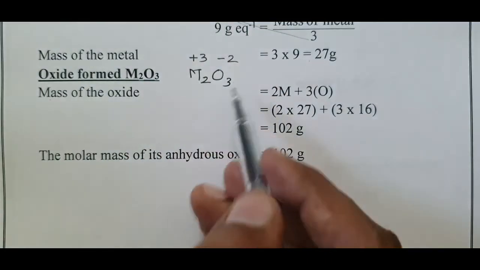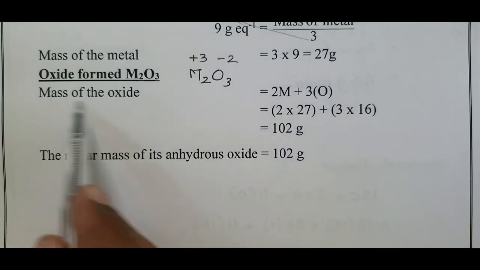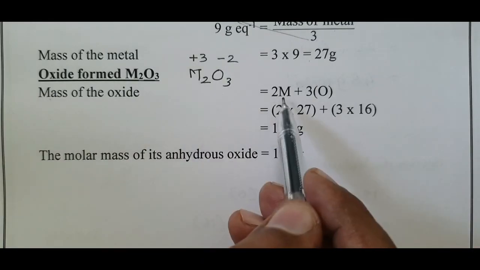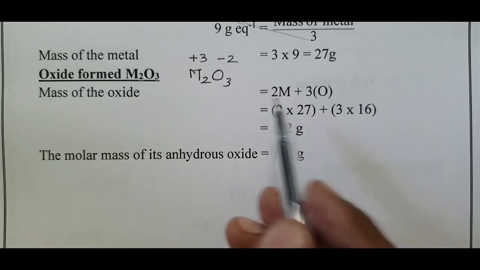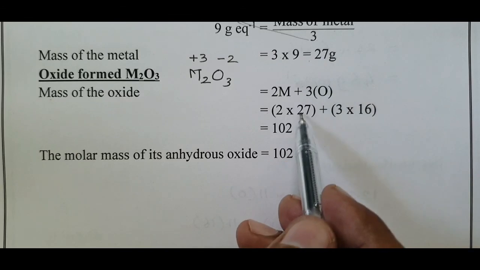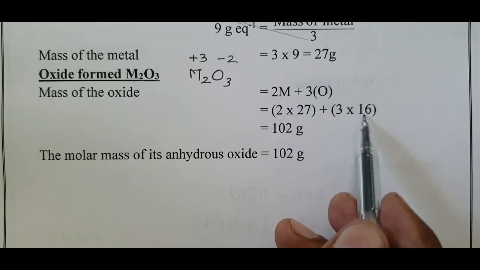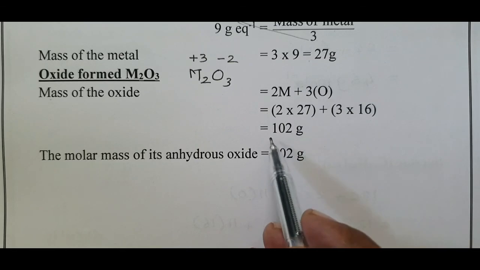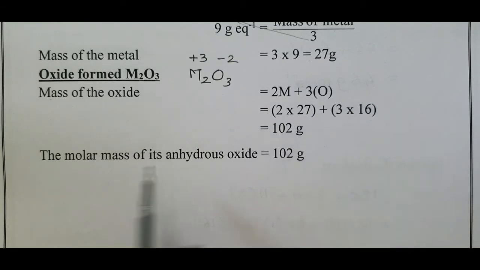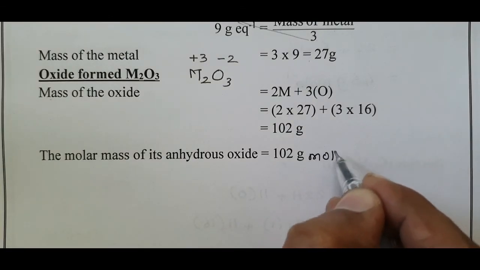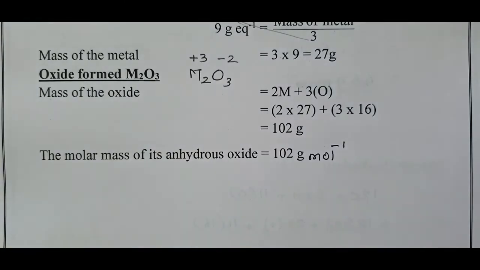Molecular formula M2O3. Mass of the oxide. M2O3 contains 2M, M means metal, and 3 oxygen. 2 into metal atomic mass, we know 27. 3 into oxygen atomic mass 16. When we add these two, we will get 102 gram. The molar mass of anhydrous oxide is 102 gram mole power minus 1.